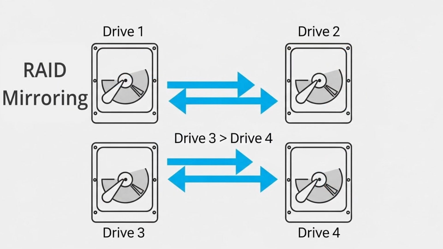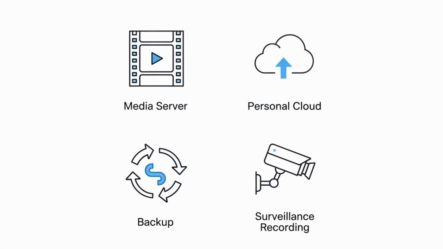Inside, it runs 24/7 and can mirror your data across multiple drives for safety. People use NAS devices to store massive movie collections, automatically back up all their computers, or even run a personal cloud service like Dropbox, but completely private and under your control.